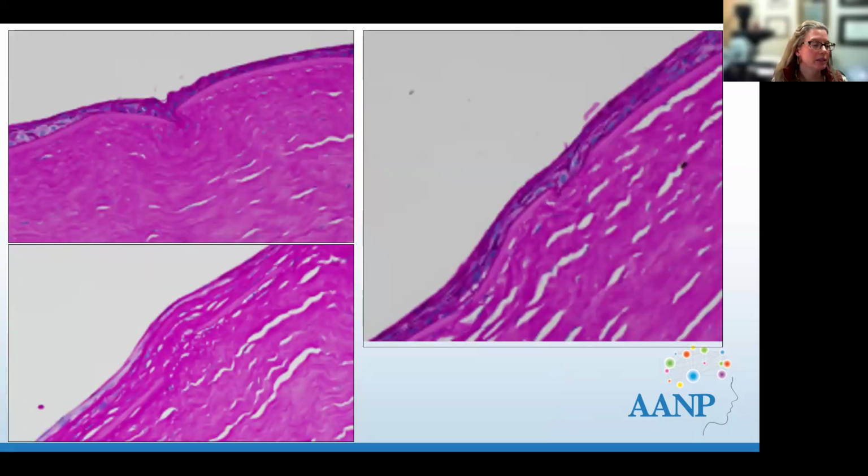And here's more with the PAS. So up here on the left, you see a Bowman's layer break. And here you see this also with a fibrous pannus underneath. And then over here on the right, you see another Bowman's layer break. So there's central stromal thinning and Bowman's layer breaks.